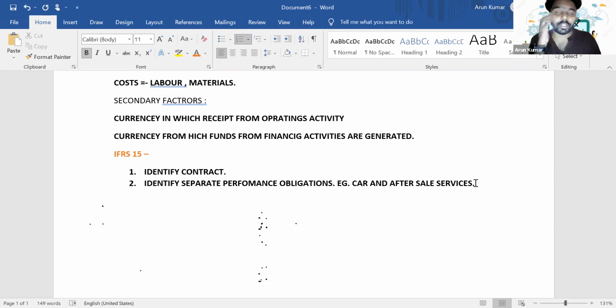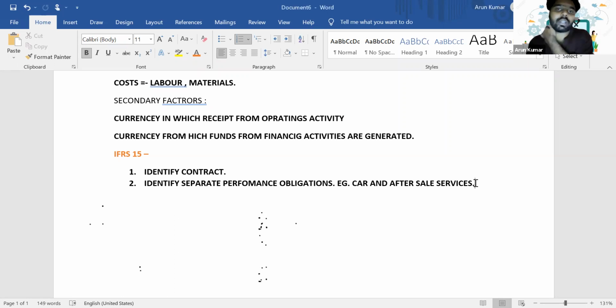Let's say you have a contract to build a hospital. With respect to the construction of the hospital, you have to construct the whole building, and you have to install equipment, then painting, then wiring. The electrician works, everything needs to be done. So how many performance obligations are there in this contract? Is it multiple obligations or a single obligation?